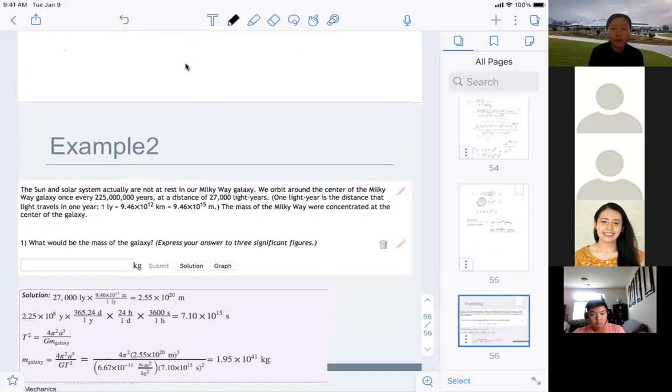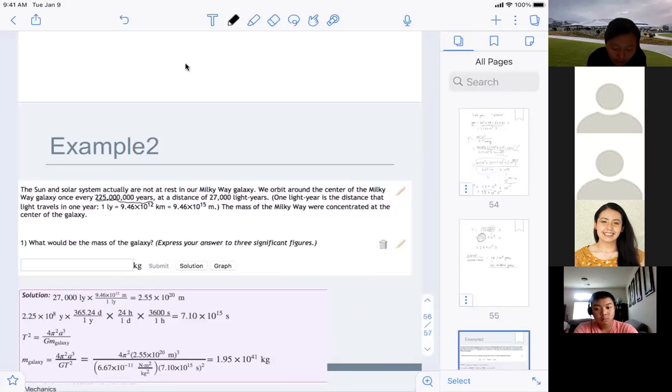The last example we will do for Kepler's laws is this. Again, very similar. It's an application of Kepler's laws, the period of planetary motion. Here we're looking at our sun in the solar system, and they tell us that it's actually not at rest in our galaxy. We orbit around the galaxy once every this many years, at a distance of this many light years. You can see this is a little bit different from our calculation above, because previously we simply did an estimate. There's not always 365 days in the year. But in terms of the order of magnitude, it's on the order of 100 million years. So that's correct.